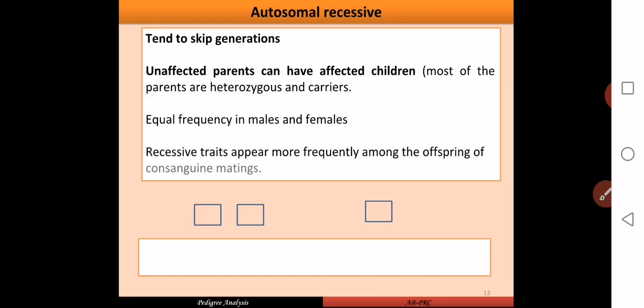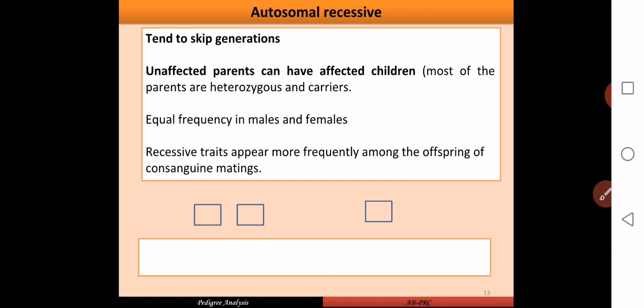And finally, an important statement is that this trait will tend to appear with a high frequency when individuals within a family get married. That means when there is a consanguineous mating, which is the marriage or coupling between related individuals. So when such mating occurs, there is a high possibility for a recessive trait to appear.